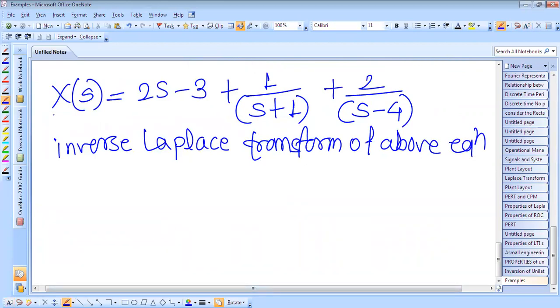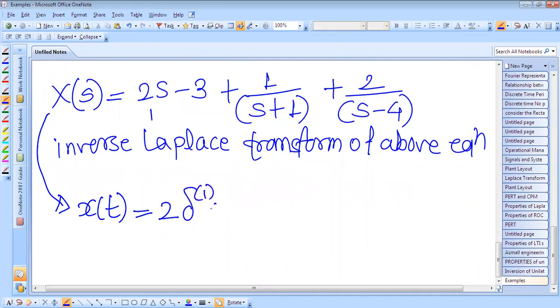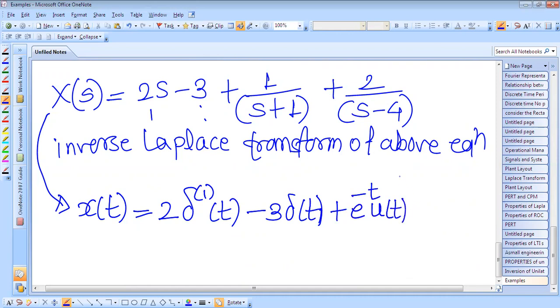So if you take the inverse Laplace of X(s), it is x(t). And what is the inverse Laplace transform of this term? So this is 2s, so it is 2 times delta-1 of t, and this is 3 times delta of t, the second term, this 3. And what is the inverse Laplace transform of 1 over s plus 1? So it is e raised to power minus t into u(t). And what is the inverse Laplace transform of this?